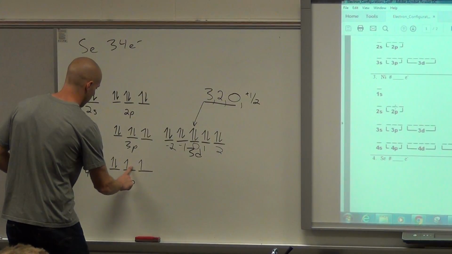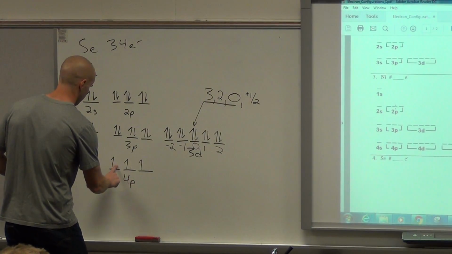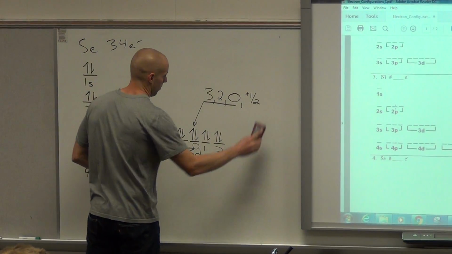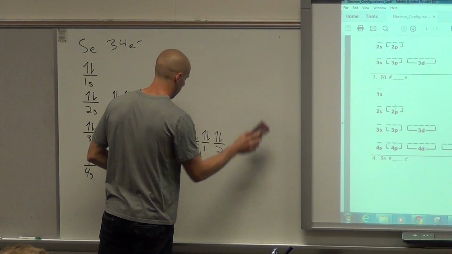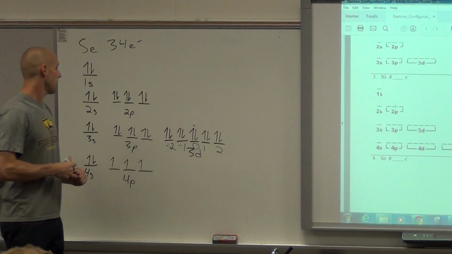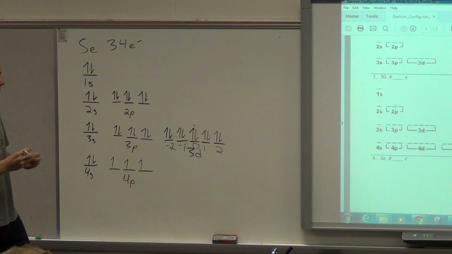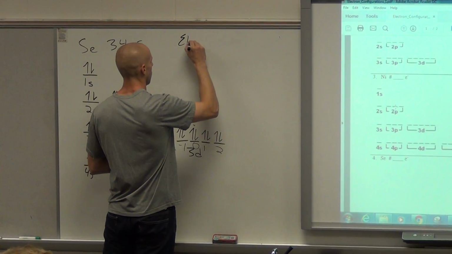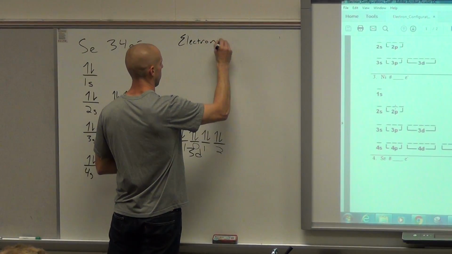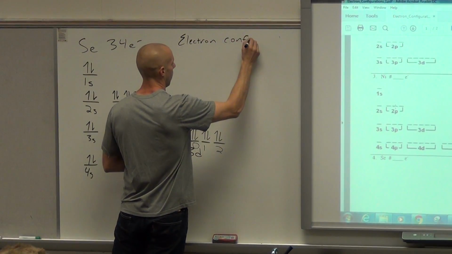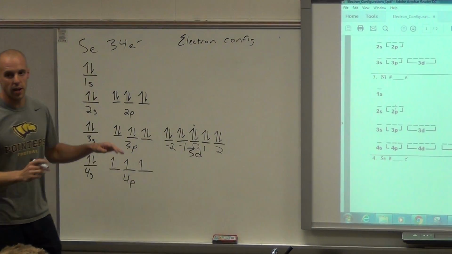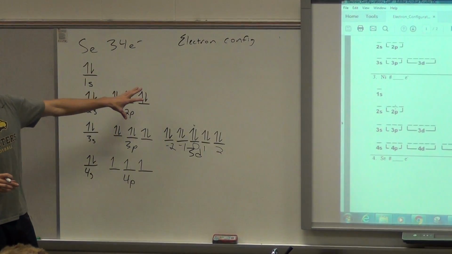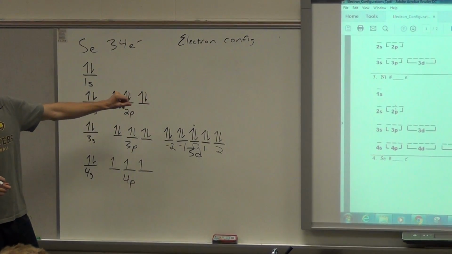Okay, so let's go back to the Se here. So I'm going to erase these. So we're dealing with selenium here. This is the orbital diagram. We want to know the electron configuration, and I'll just write config. The electron configuration is just a written representation of this picture. So it's literally showing us this.